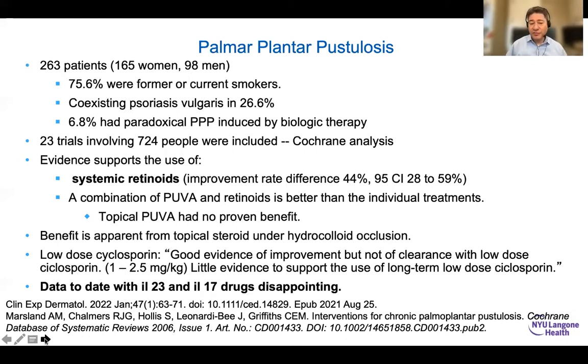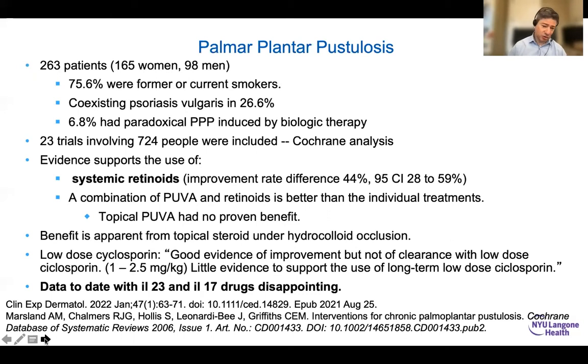There was a Cochrane review several years ago looking at the trials of therapies for palmoplantar pustulosis. Systemic retinoids demonstrated some improvement. It's probably one of the main therapies we're still using for palmoplantar pustulosis. PUVA is not something we use very much now, and low-dose cyclosporin had some good evidence for improvement, but not clearance. So I'll often use this when I need to rescue someone who's got really recalcitrant disease.